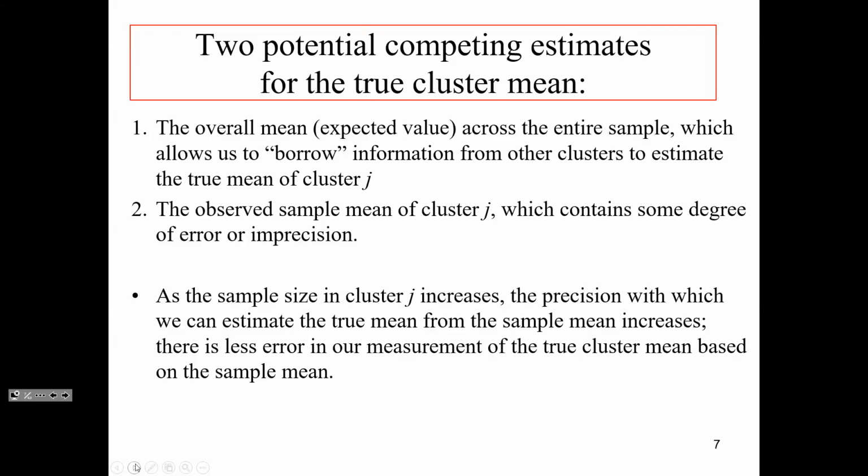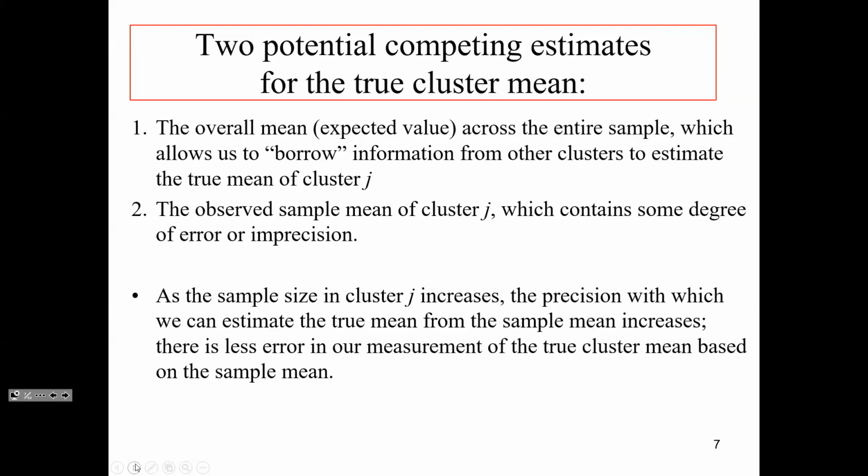competing estimate for a true school mean: the overall mean, or the expected value across the entire sample. Right now, just for simplicity, we're thinking about an unconditional model, but this would be true even if you did have a bunch of covariates. It would be exactly what Luis was saying. In that case, it wouldn't be the overall mean, it would be the model predicted score for that school based on the set of covariates, right?